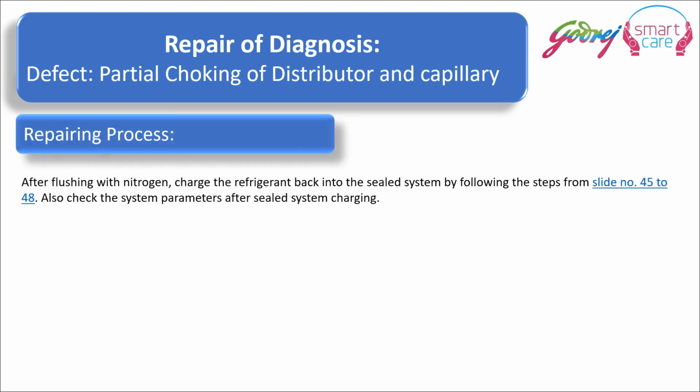After flushing the nitrogen, charge the refrigerant back into the sealed system by following the steps from slide number 45 to 48 and check the system's parameters after sealed system charging. If the choking is not clear after flushing, replace the evaporator.